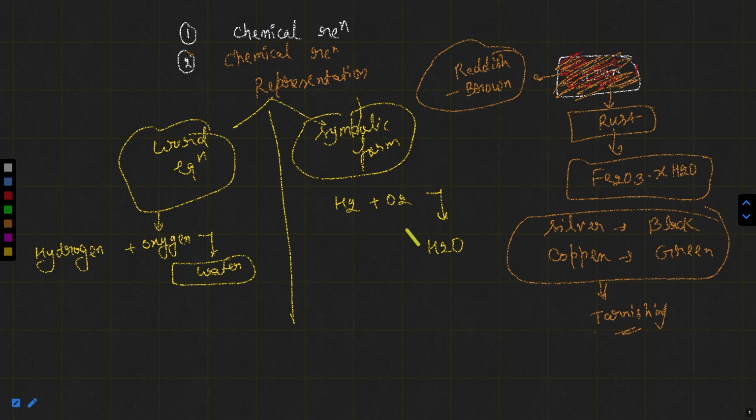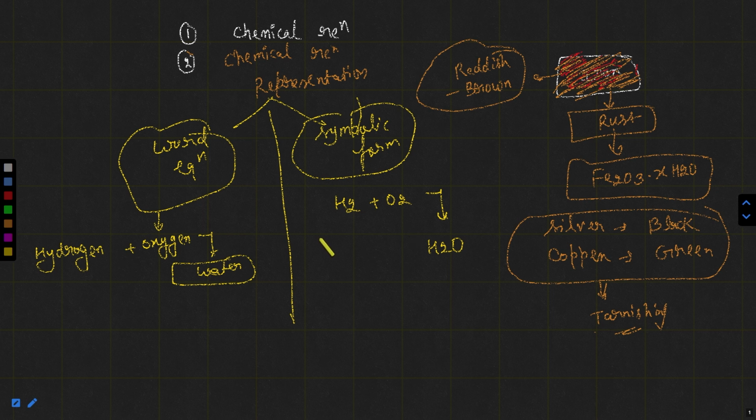Start from the compound which contains the greater number of atoms, and then start balancing. Make a hit, check whether it is balanced or not, then again make a hit and check, and then you will get the complete balanced chemical equation.